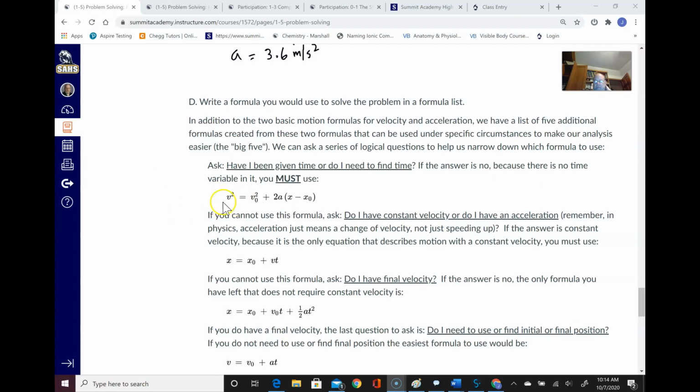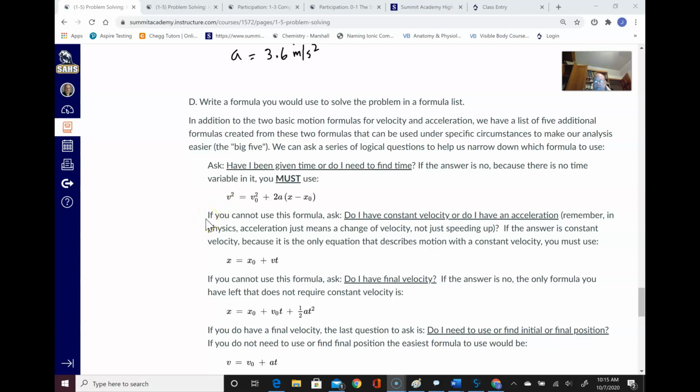It's also the one students don't want to use very often because it's got squares in it. Okay? Nevertheless, you have to use this. V squared equals V0 squared plus 2a times x minus x0. Okay? So you would write that formula down in the formula list.